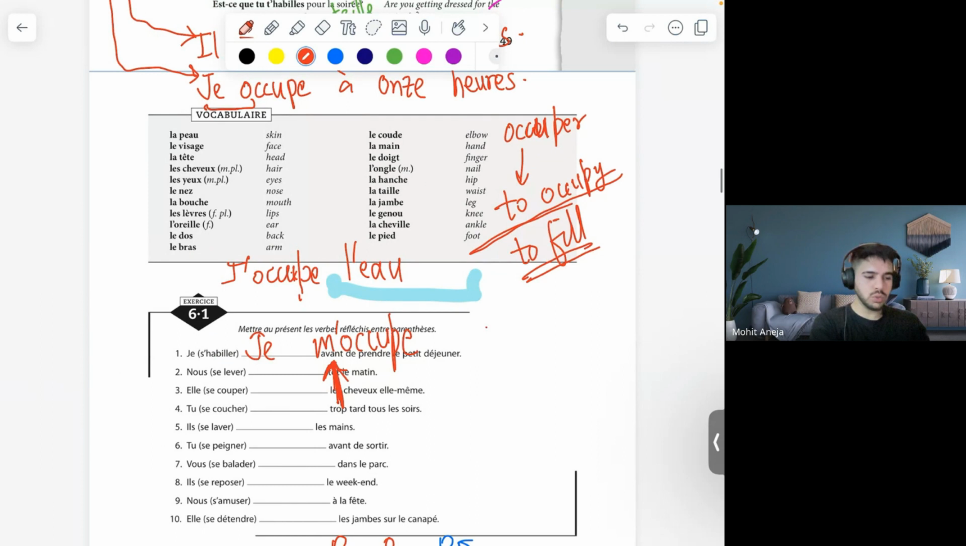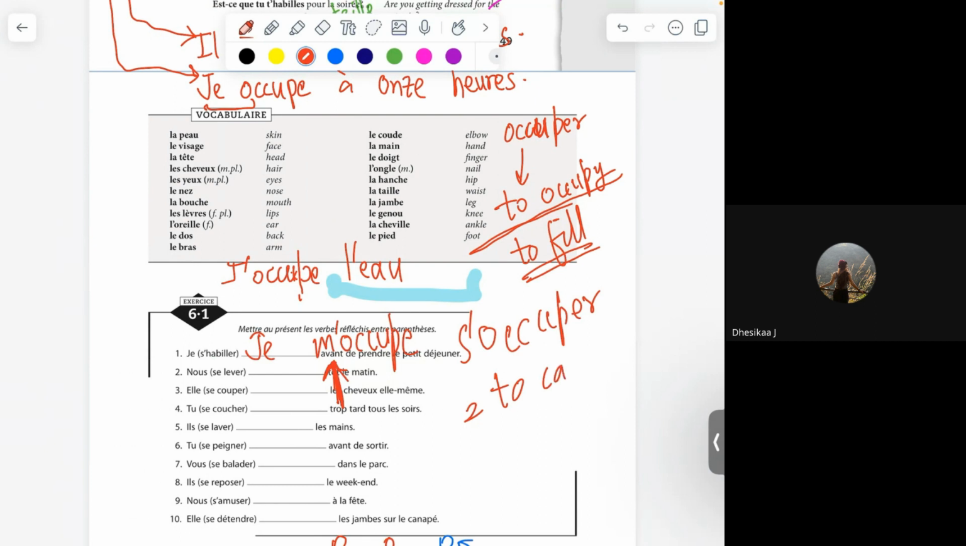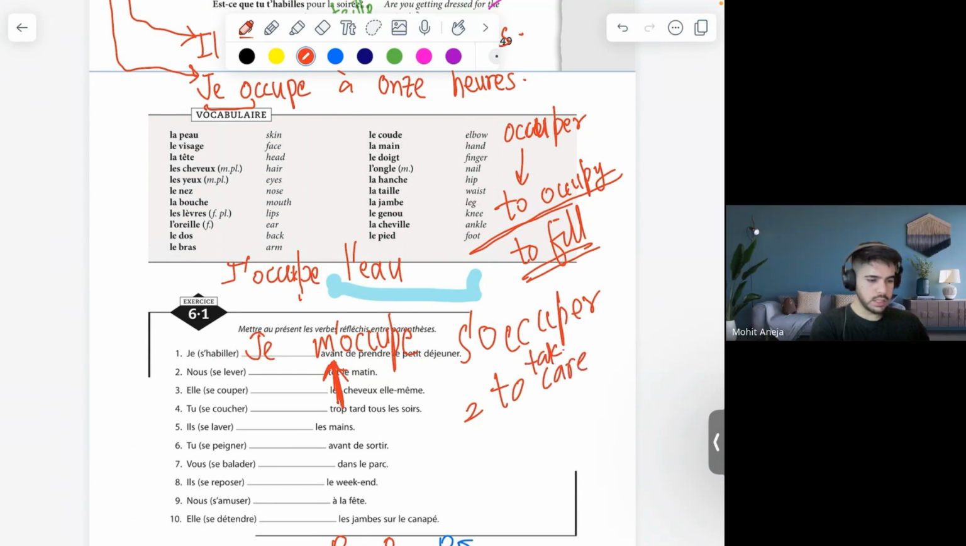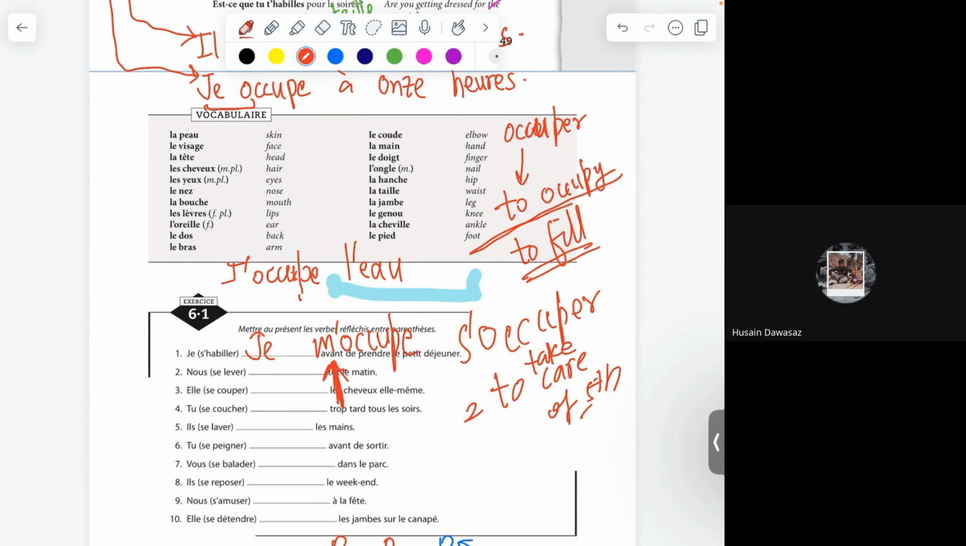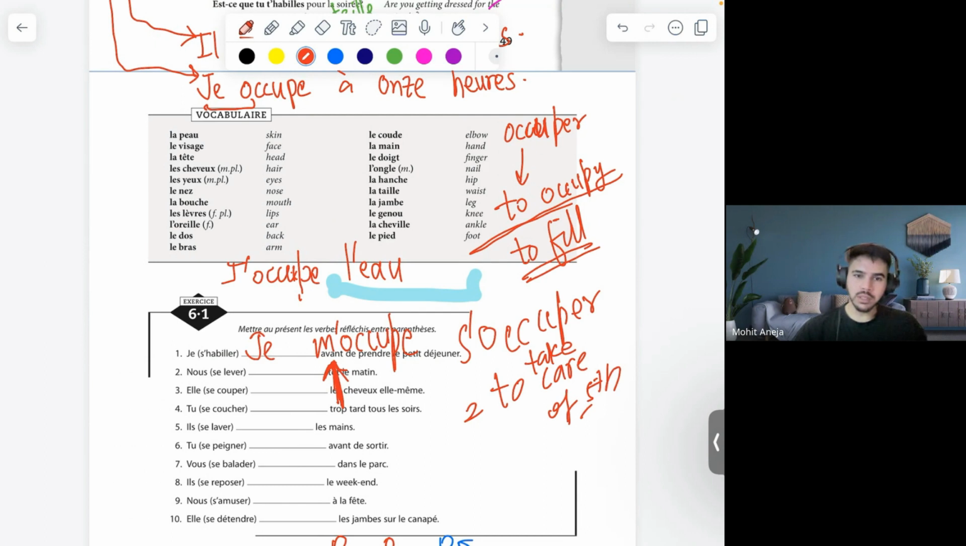Here, s'occuper means to take care of something. As I told you, from occupy to s'occuper, the meaning can change entirely. So occupy means to fill something, but s'occuper means to take care of something. Occupy is one word. S'occuper is one word.